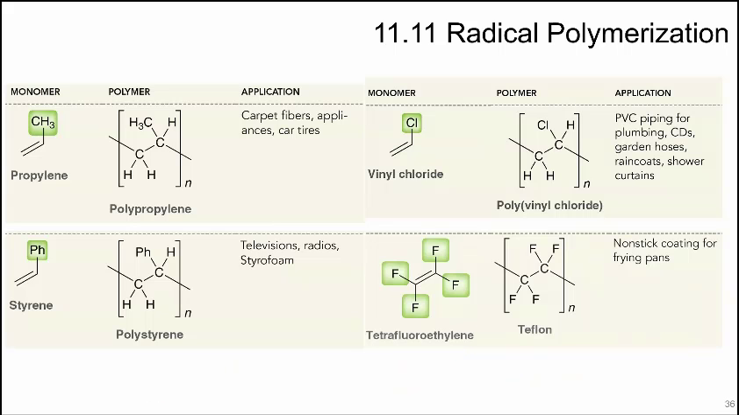There's different, more popular varieties of polymers. This one comes from propylene. To make polypropylene, this you might see in carpet fibers, in different appliances or car tires. Styrene makes polystyrene, which you might have included in televisions, radios, or styrofoam. Vinyl chloride or PVC is used in piping for plumbing. It has been used for CDs, if you remember what a CD is. Garden hoses, raincoats, shower curtains, PVC has a lot of different applications. And tetrafluoroethylene is in Teflon, which is used for nonstick coating for frying pans.